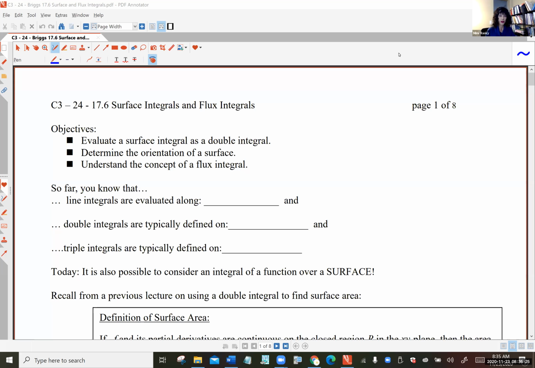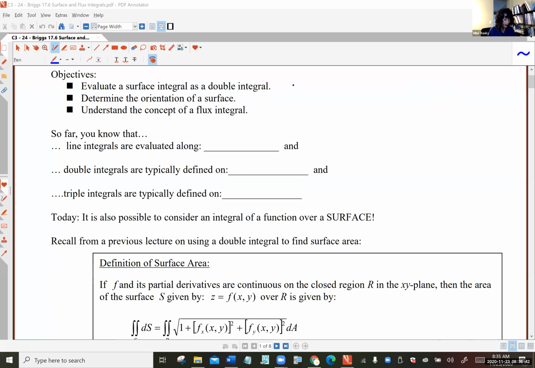Okay, surface integrals and flux integrals. What the heck are they and what are they used for? Good news, you already have done a surface integral already, but I never told you that that's what you were doing. Really? Yeah. So let's talk about what you know, and then we'll go with what you don't know.